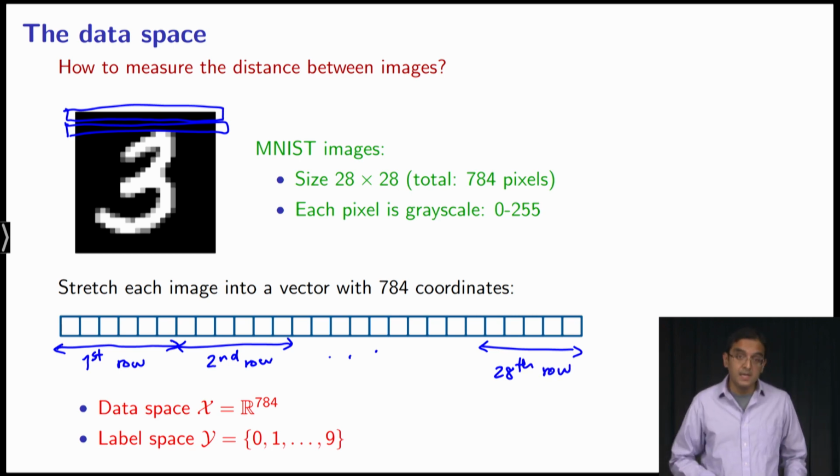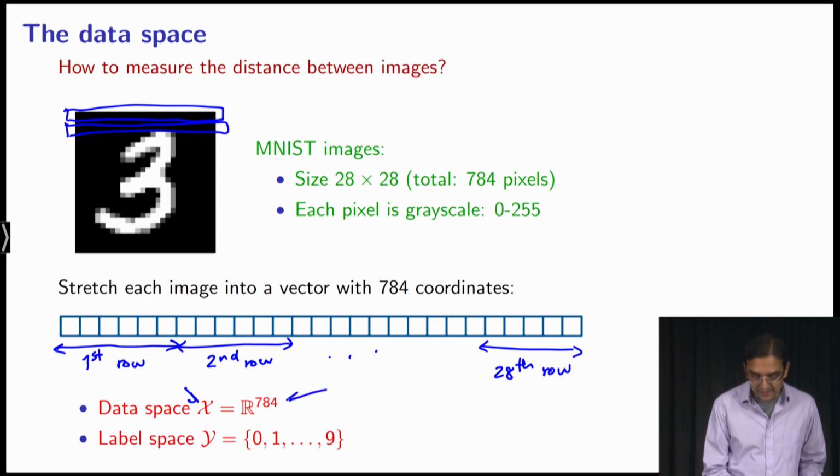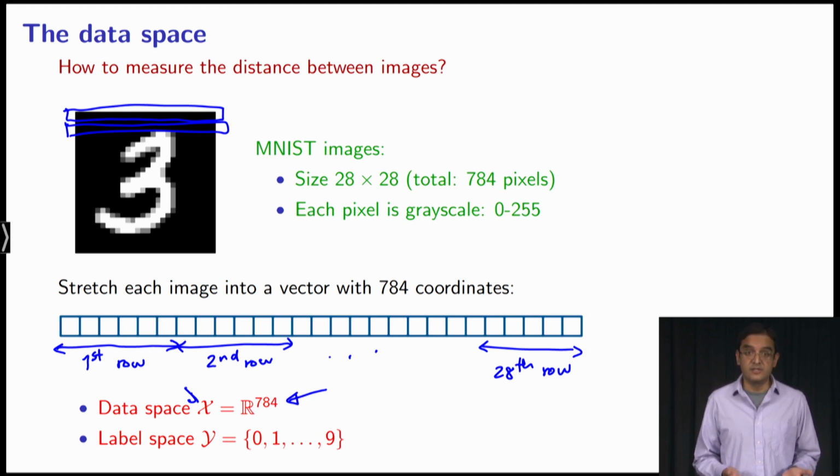And in this way, each image becomes a vector with 784 coordinates. So our data space, which we are going to denote by script X, is 784-dimensional Euclidean space. We will write it as R^784. Our label space, script Y, is simply the set of possible digits, 0 to 9. Okay, so now we have a concrete way of representing the data, and we can talk about distance functions.